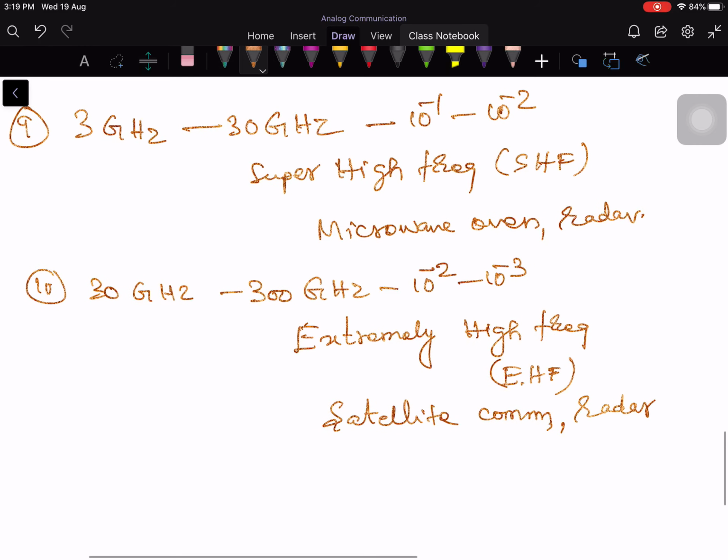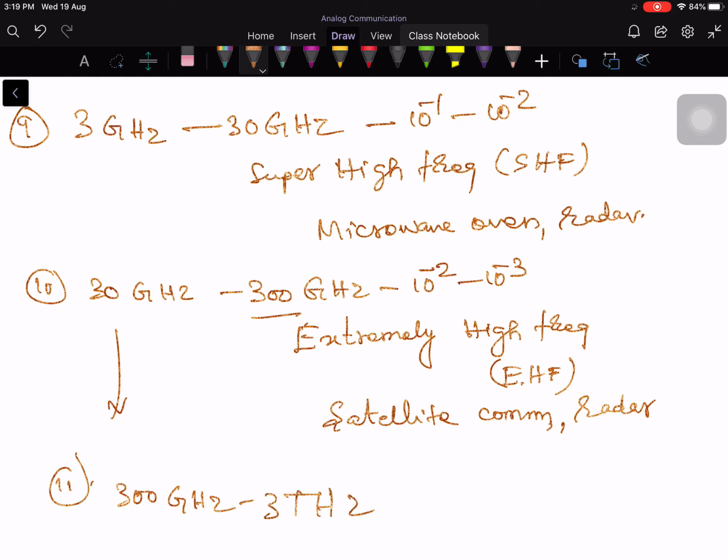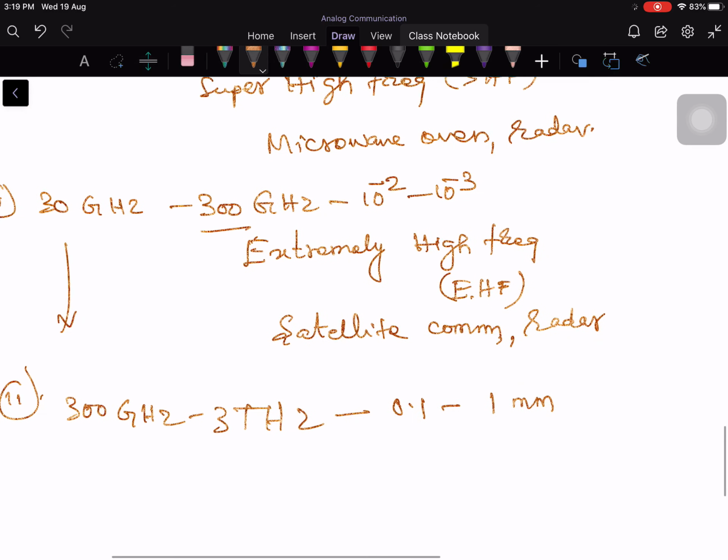Okay, and then again multiply by 10, you will get 300 gigahertz to 3000 gigahertz. 3000 gigahertz is 3 terahertz, 10 power 12. The wavelength range is 0.1 to 1 millimeter. Okay, so this is used for experimental purpose, for all new explorations.